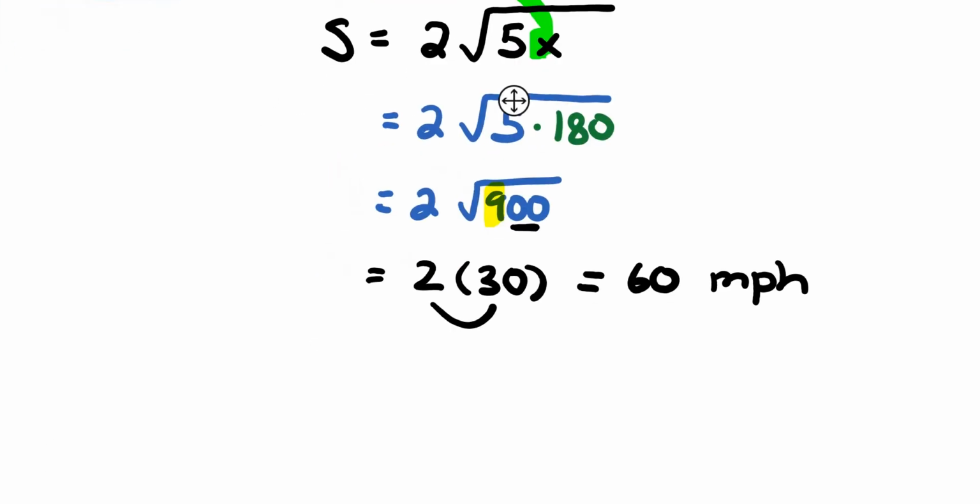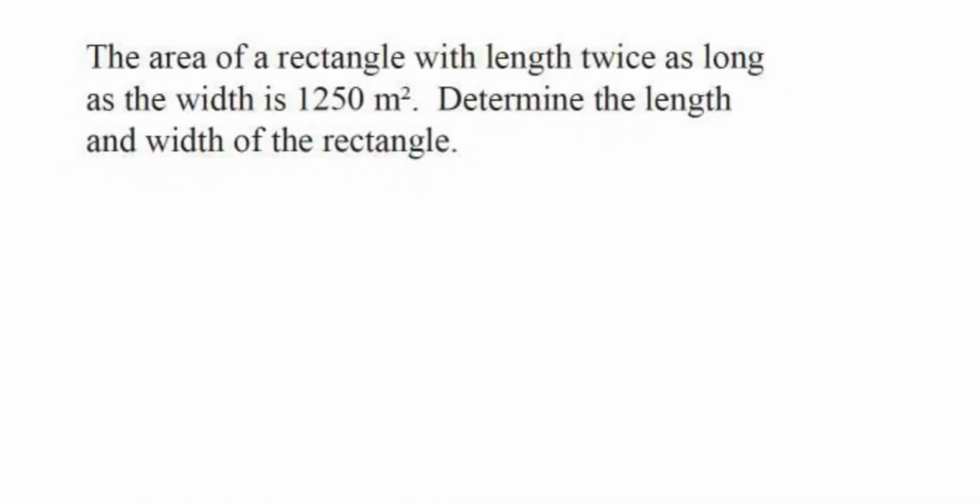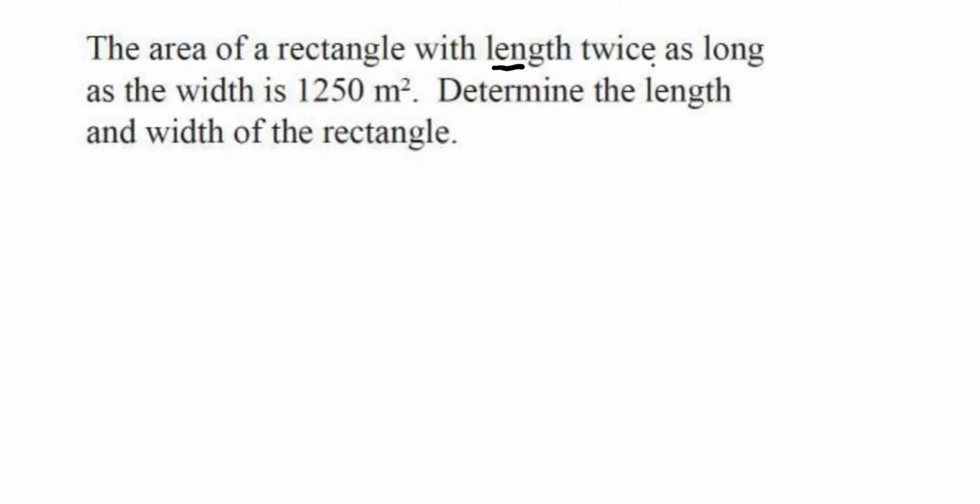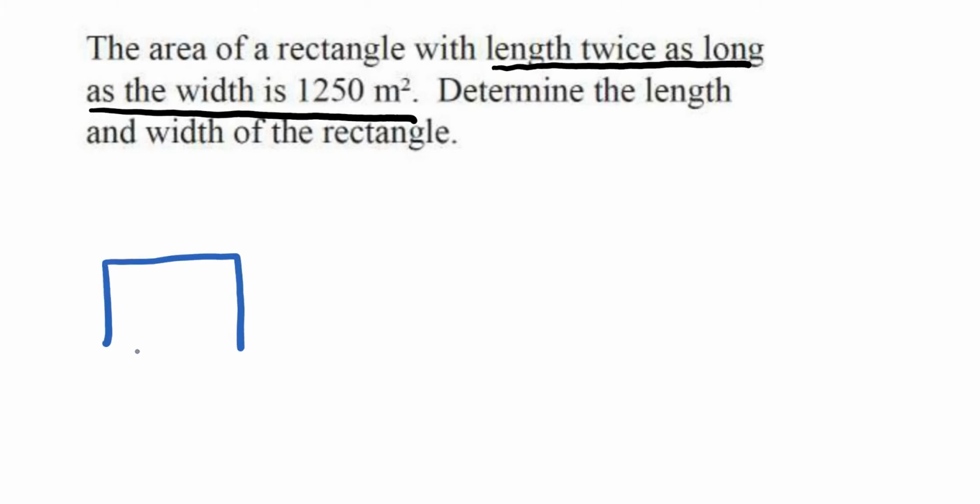Okay, let's move on to a few more here. So question number 7 now. The area of a rectangle with length twice as long as the width is 1,250 meters squared. Determine the length and width of the rectangle. Okay, so let's go ahead and draw a rectangle here. And this is the length, and this is the width.